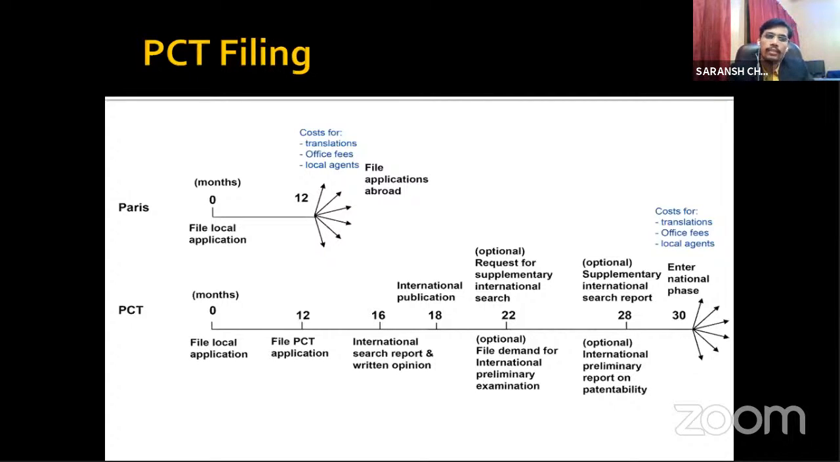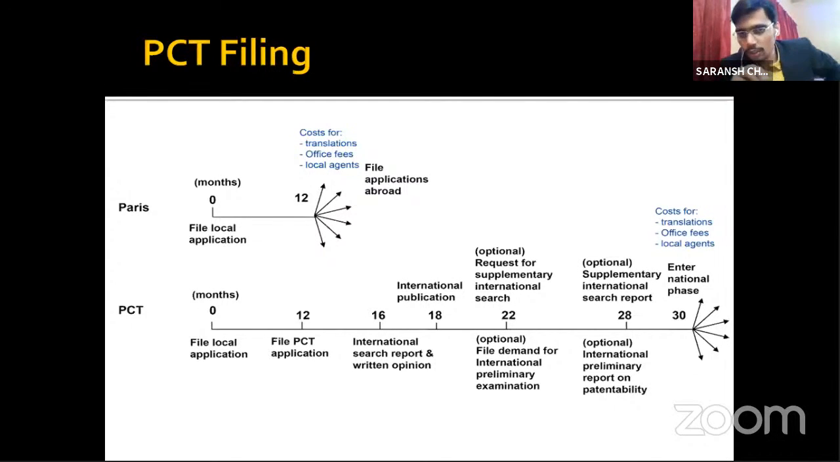As I told you about PCT, you file a local application at 0, and within 12 months you file an application abroad. So in convention, you are neither getting an international search report nor an international publication, and you are getting only 12 months to file an application abroad. Here you are getting 30 months, and in spite of that, you also have in your hand the international search report and international publication. So this was the primary, very clear concept of PCT.